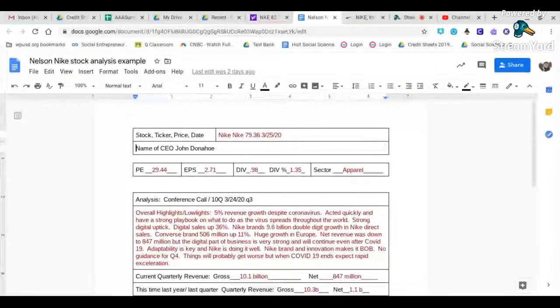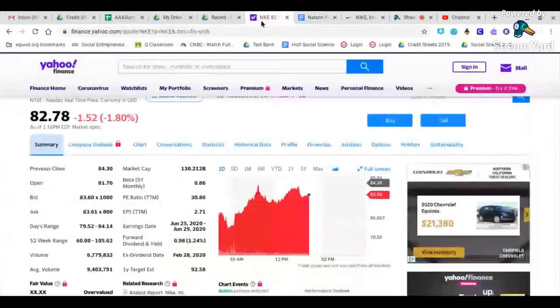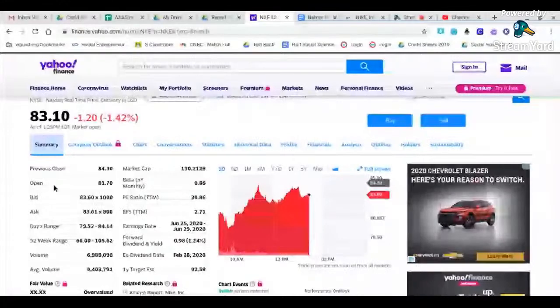All right, the third line has the PE, EPS, dividend percentage, and the sector. You can easily find this information if you go to Yahoo Finance and click on the search bar, click in NKE, the ticker, and this will pop up. Now today it's trading at 83.10. Crazy swings with the coronavirus right now.